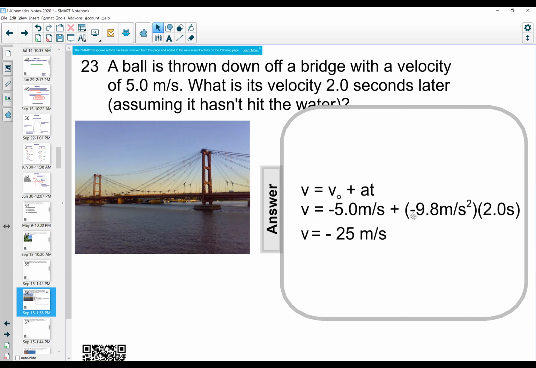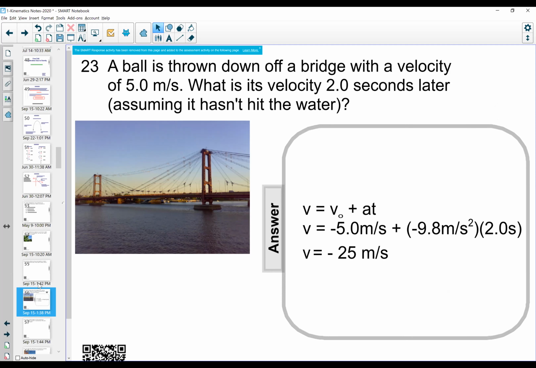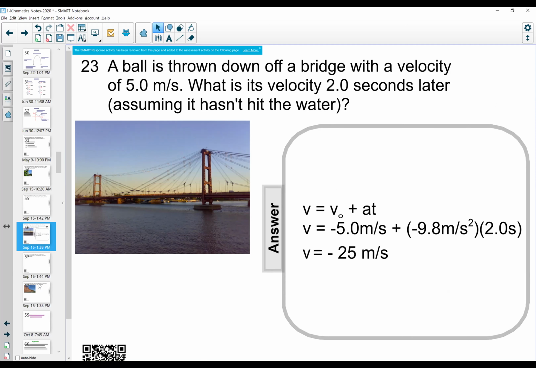So this is going to be pretty close to 20 and then 5. This is going to have 2 sig figs, so it's going to be just precise to the ones column. And then we're going to add this -5 to it. So we should have -25 meters per second. Questions on that one? Either the work or the sig figs, either one? All right.